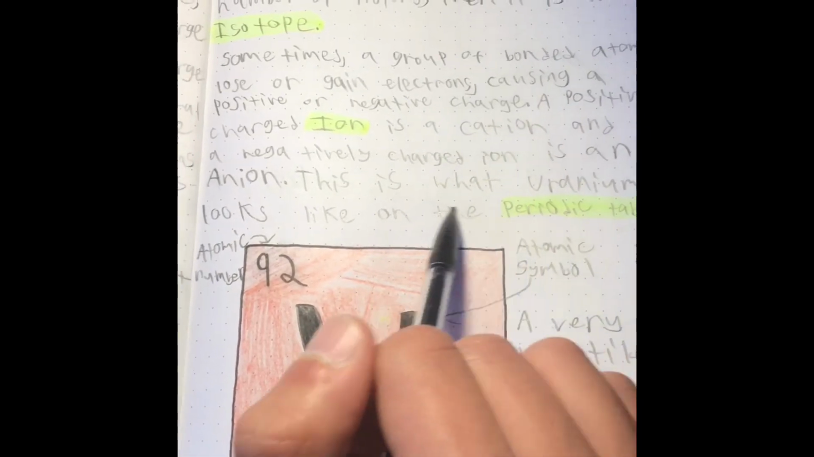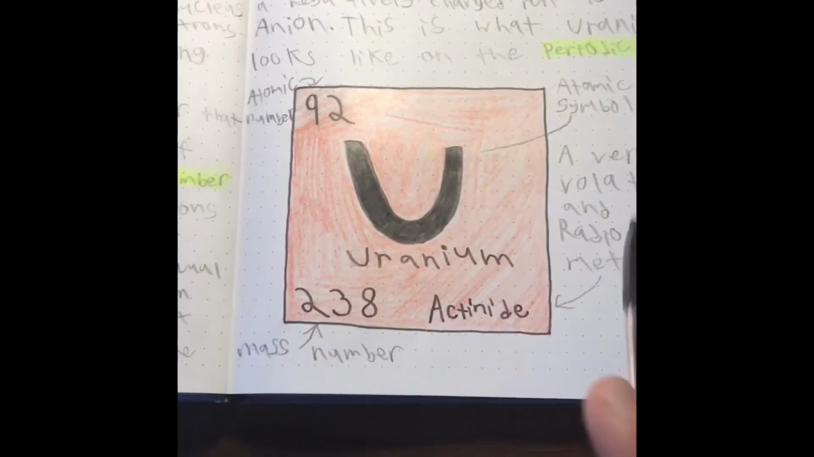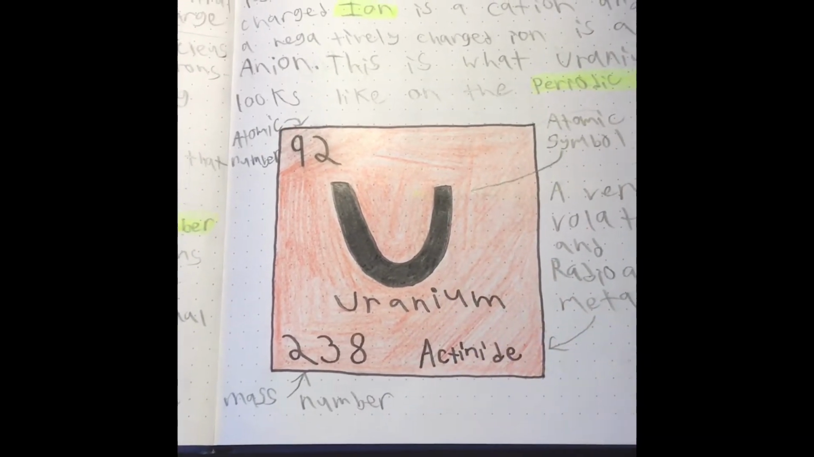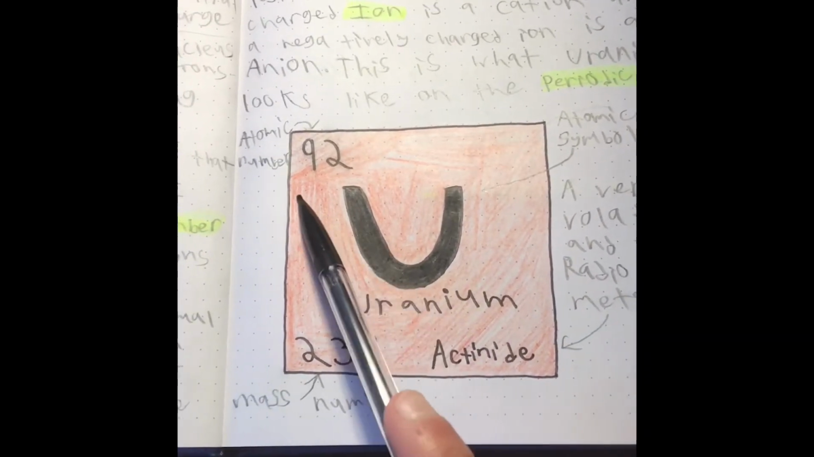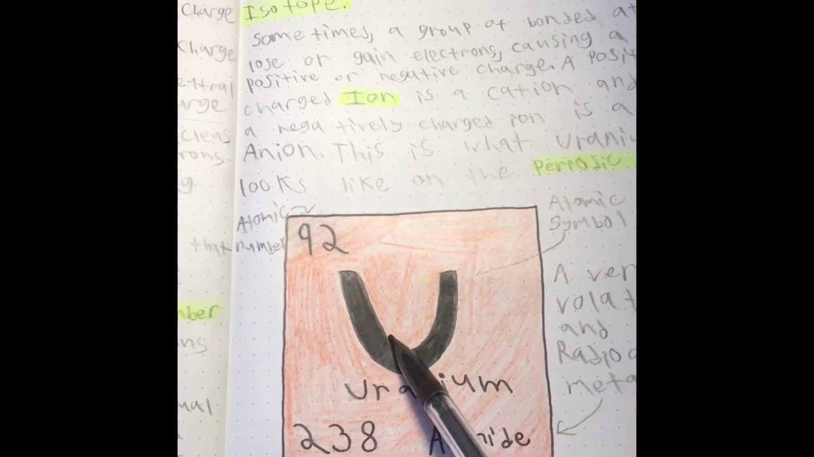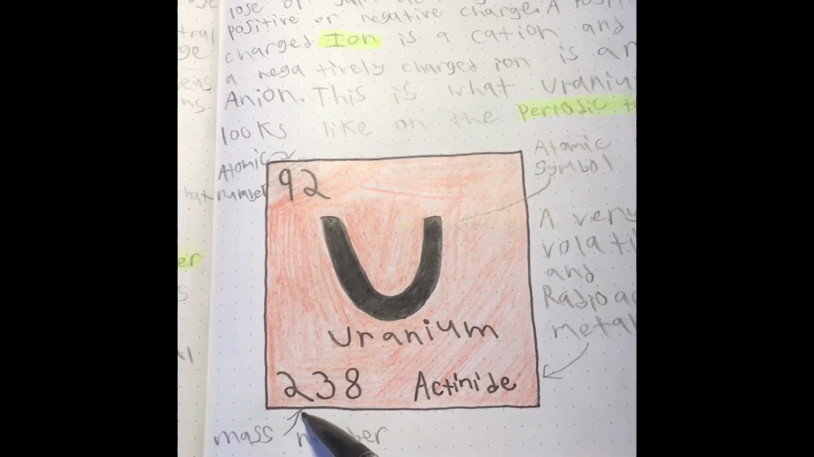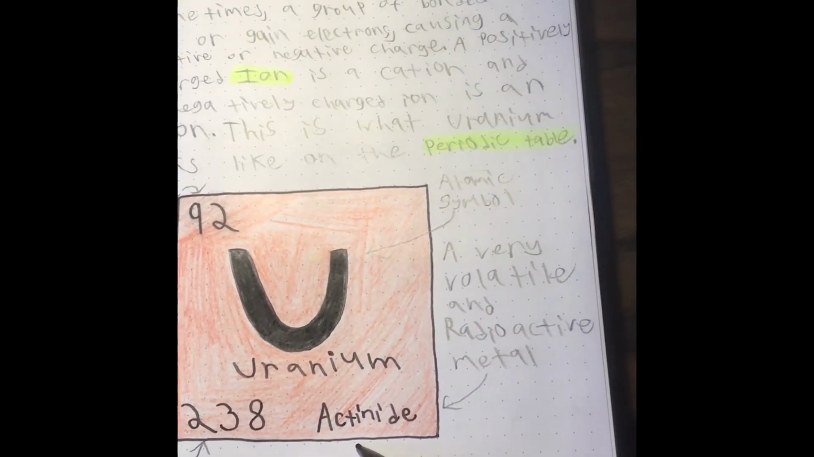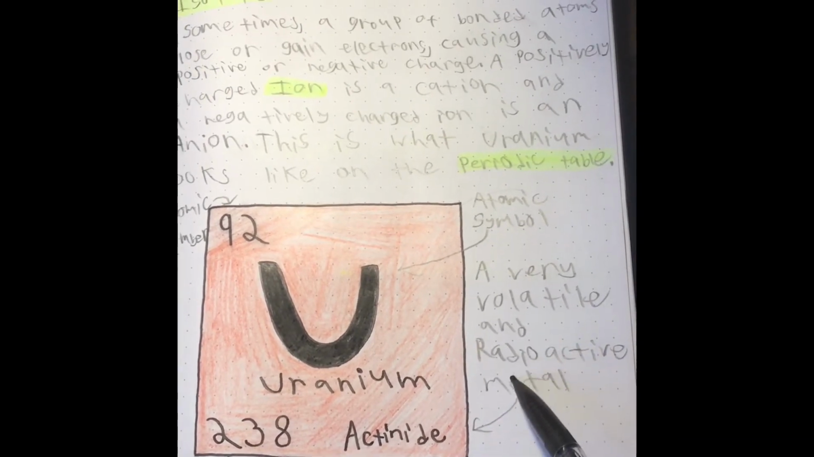This is what uranium looks like on the periodic table. So this is a picture of uranium. The atomic symbol is a capital U. The atomic number up here is 92, which is the amount of protons, and neutrons and electrons together equals 238, which is the mass number. It is also an actinide, making it very volatile and radioactive.